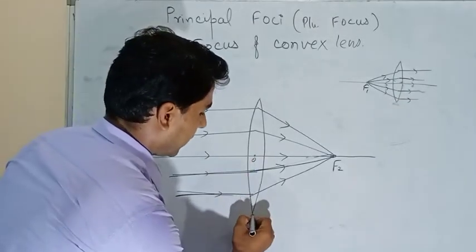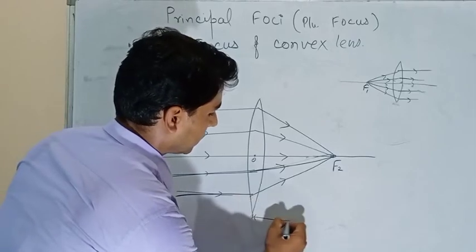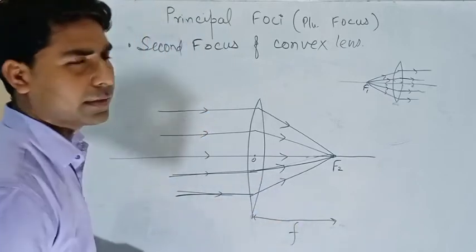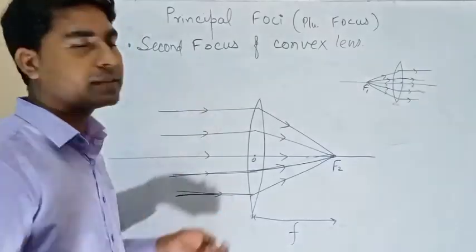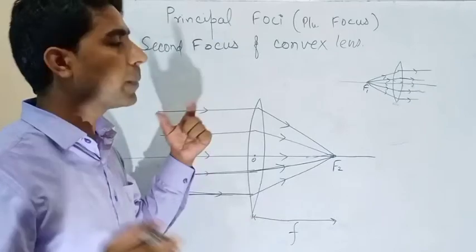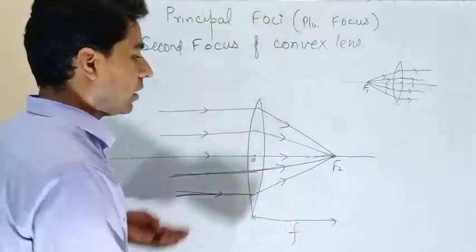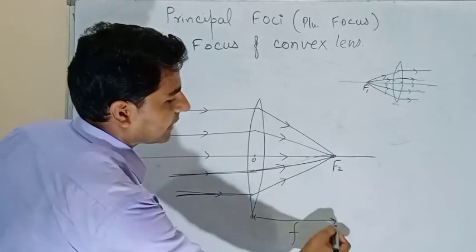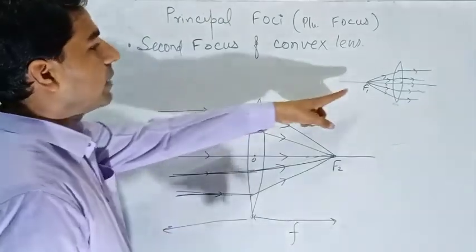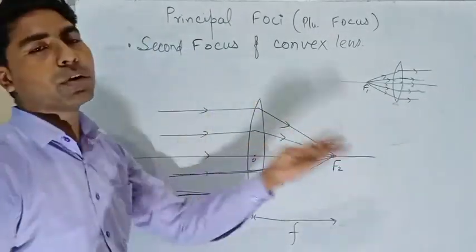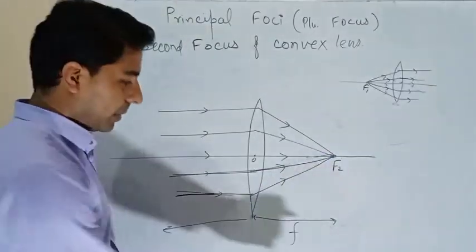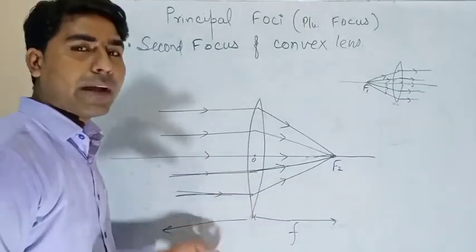So the distance from here to here, to the second focus, will be what? Again, focal length. So what is focal length? Focal length is the distance from optical center to the focus. That is called focal length of the lens. So the focal length for a particular lens will remain the same, either you are measuring from the right side or the left side. The focal length will remain constant. The first focus will be on the left and the second focus will be on the right. Whatever it is, the position is first on the left side, second on the right side, but the focal length will be the same.